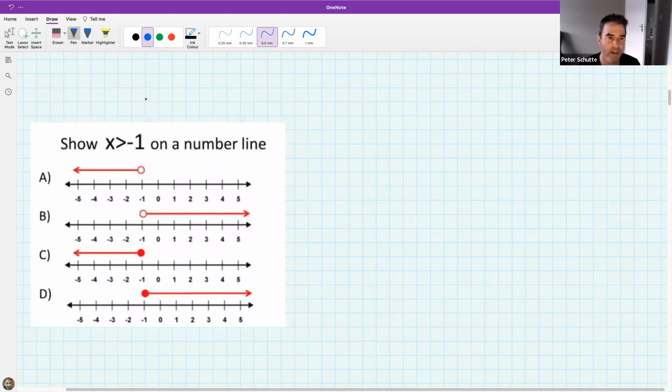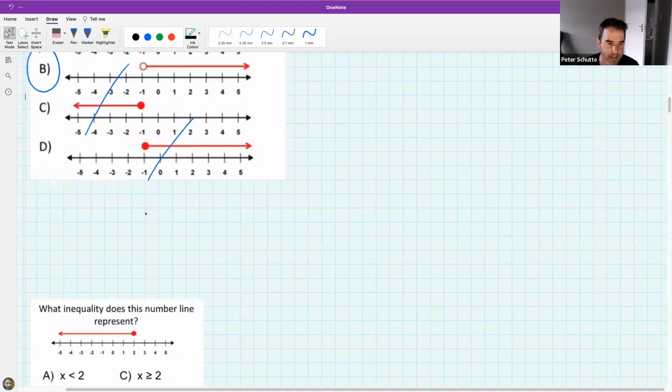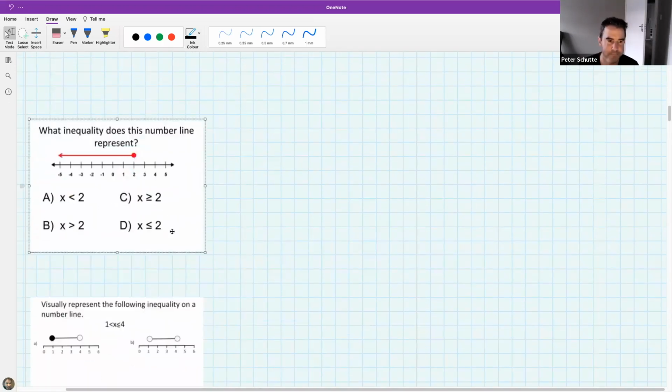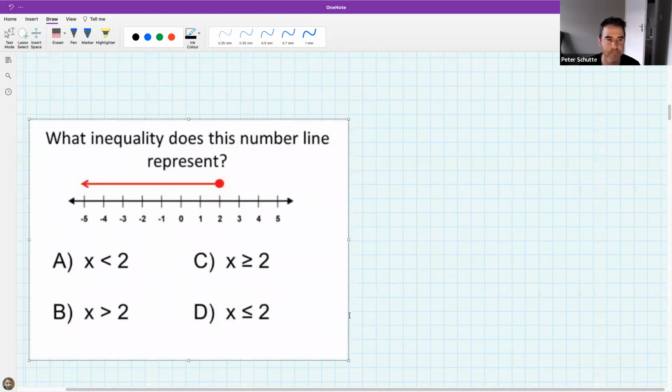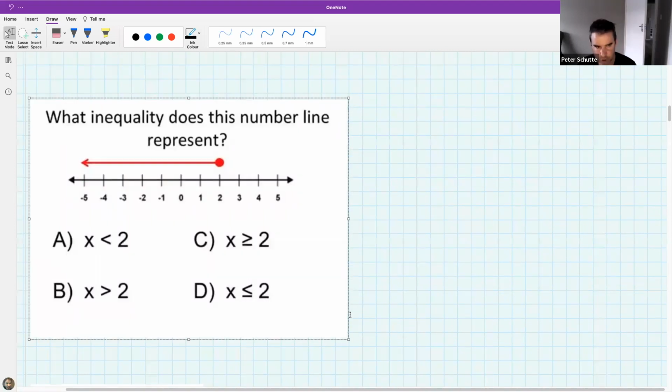So x is greater than -1. So it can't be these 2 because it's got to be going in that direction. It doesn't include -1, so it can't be this. The answer must be B, because that's the only one that has it going in the right direction, and it's also got an empty dot. Let's do this one. What do you think the answer for this one is?